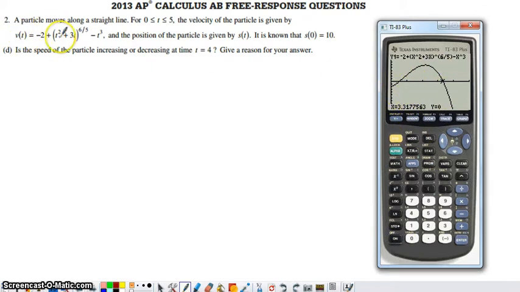This is a graph of the velocity function for this object on the interval from 0 up to 5. So what we want to know is at t equals 4, what's happening with velocity, or excuse me, what's happening with speed, increasing or decreasing.